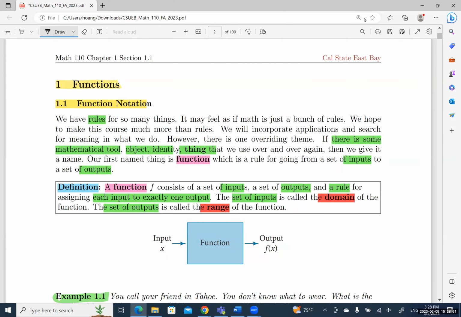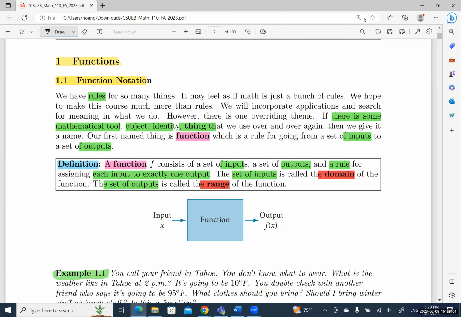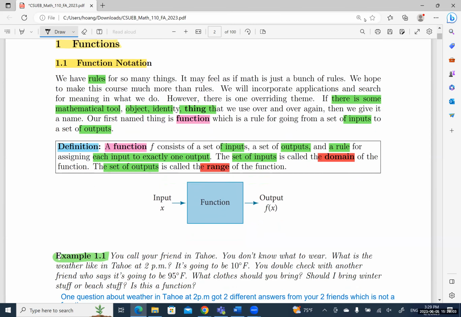Today, I would like to start with chapter 1. We're talking about functions. And in chapter 1, let's start with 1.1, function notation. And in this function notation, we have rules for so many things.